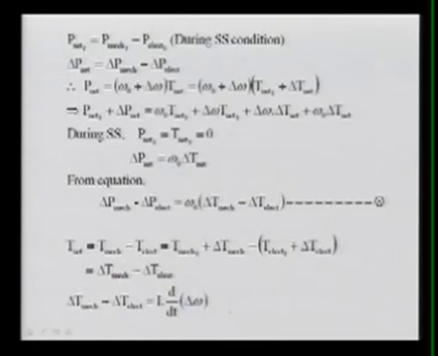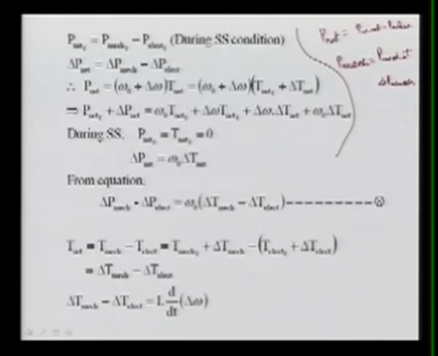Here we can derive this expression. What is happening? As I said, this P net is P mechanical minus P electrical, and we know that this P mechanical I can write is equal to P mechanical during the steady state plus the change in P mechanical.